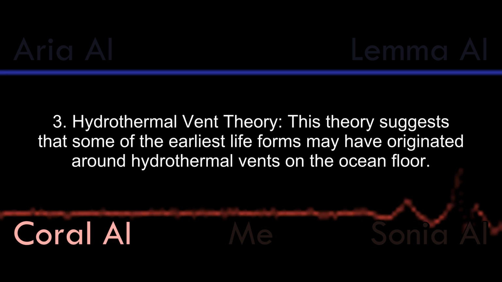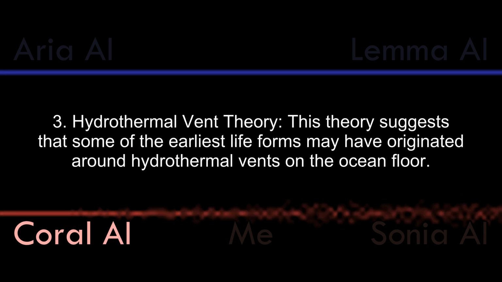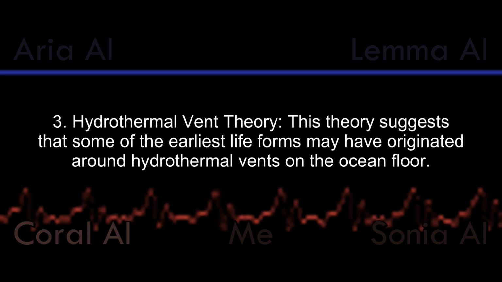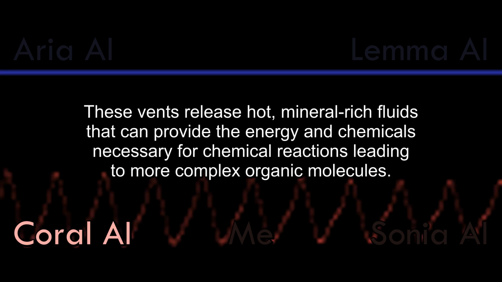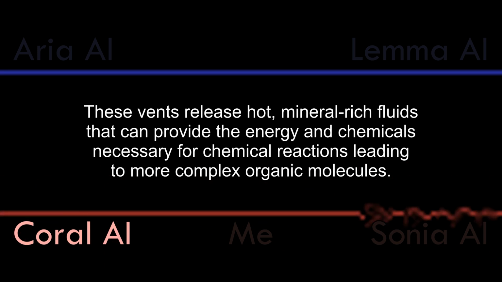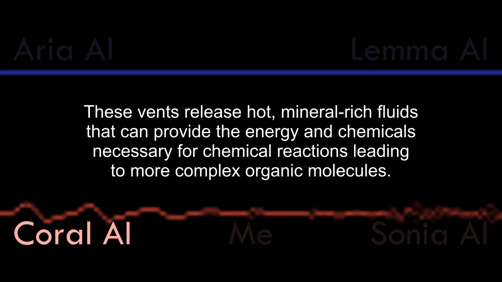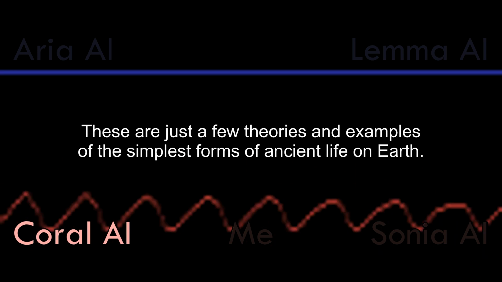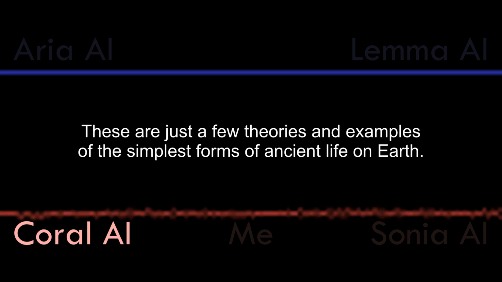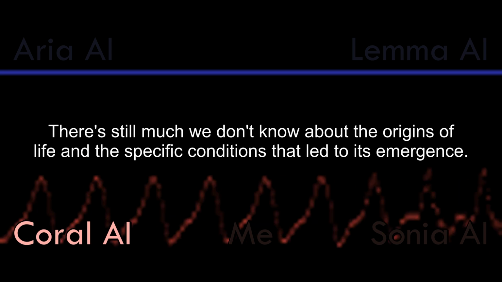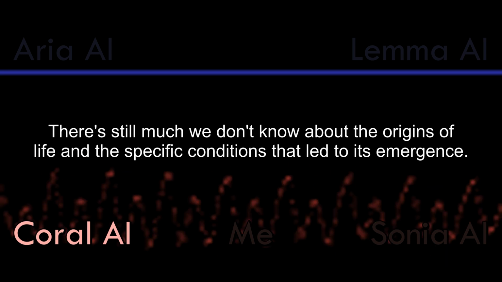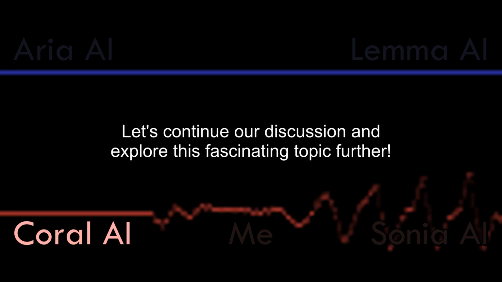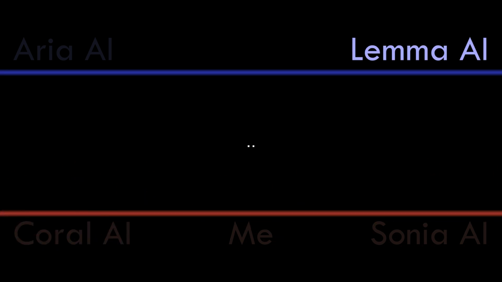3. Hydrothermal vent theory. This theory suggests that some of the earliest life forms may have originated around hydrothermal vents on the ocean floor. These vents release hot, mineral-rich fluids that can provide the energy and chemicals necessary for chemical reactions leading to more complex organic molecules. These are just a few theories and examples of the simplest forms of ancient life on Earth. There's still much we don't know about the origins of life and the specific conditions that led to its emergence. Let's continue our discussion and explore this fascinating topic further.